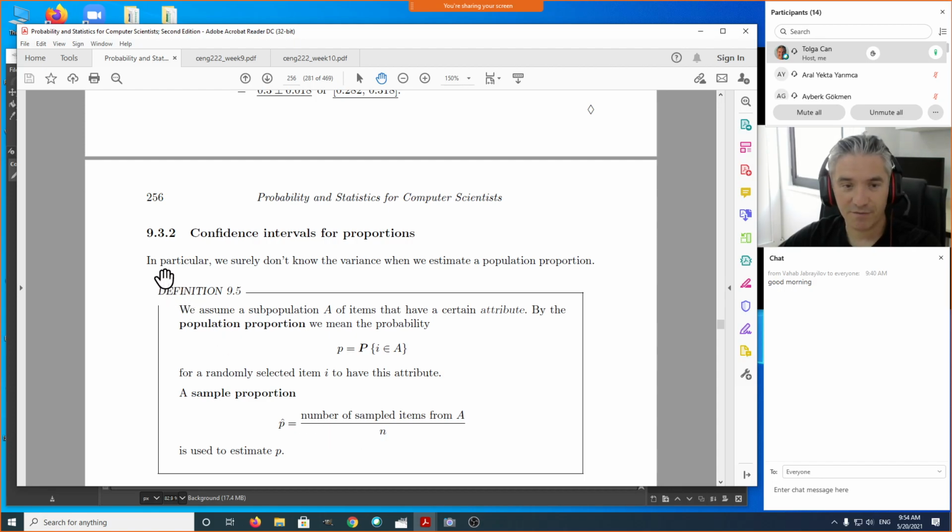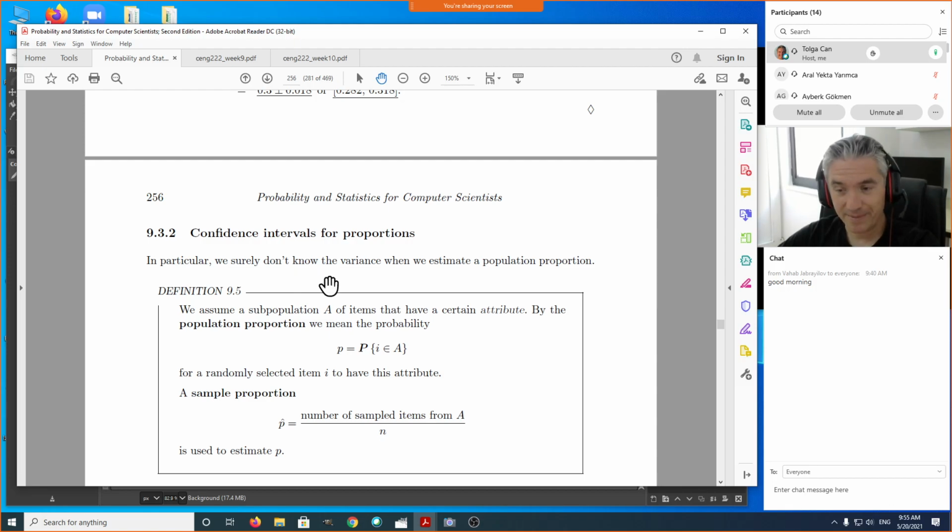So what I'm asking is about the first sentence of this section. Why does it say, in particular, that we surely don't know the variance when we estimate a population proportion? Why is this the case? Why don't we know the variance? It says this is something obvious. Do you see why it is obvious? This is what I'm trying to ask here.